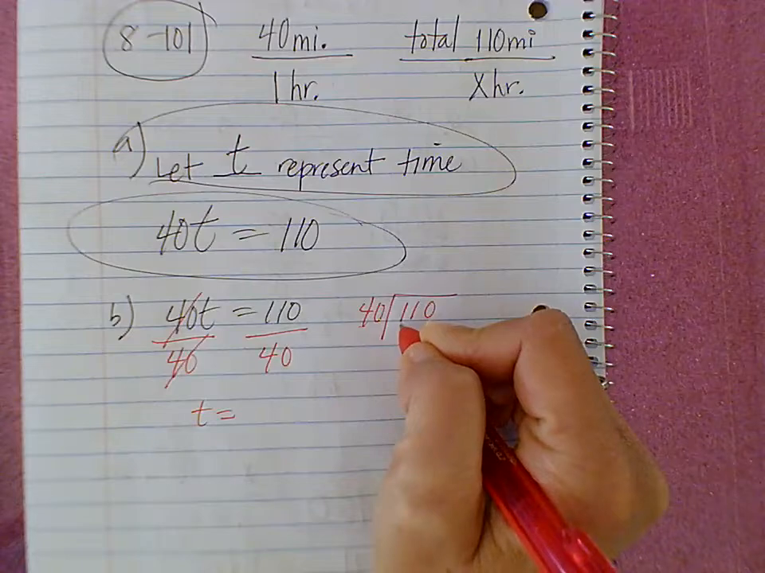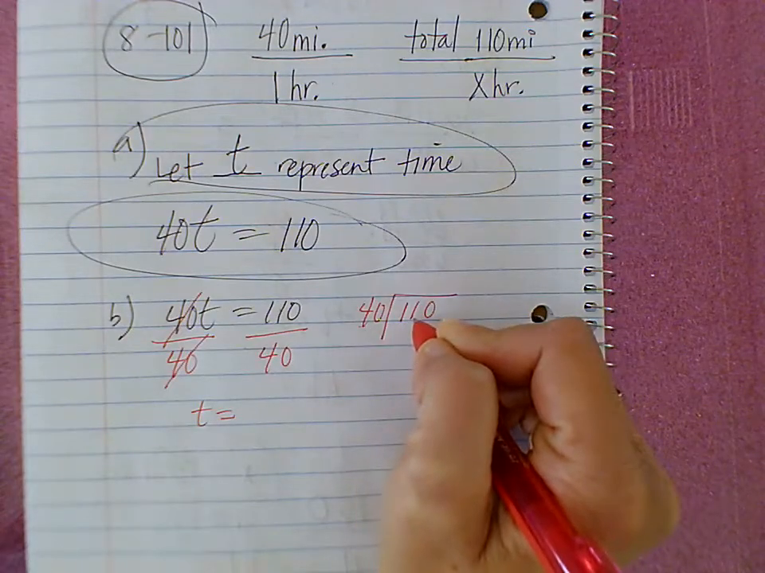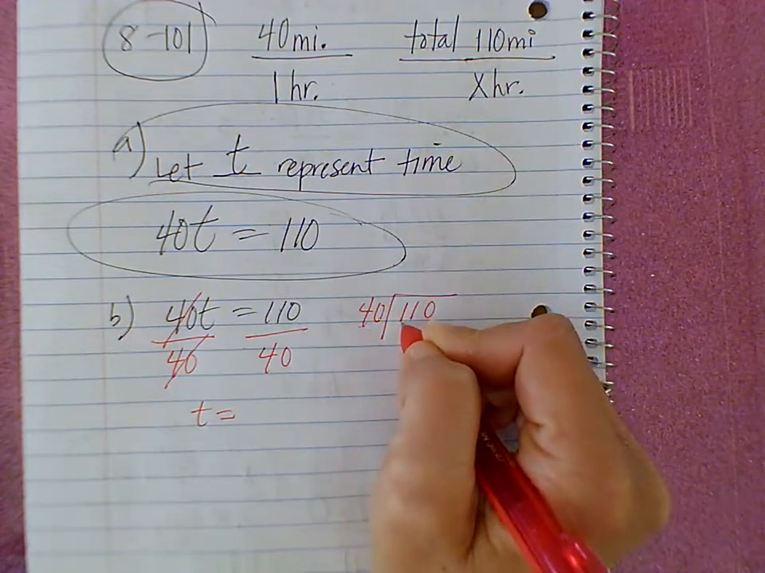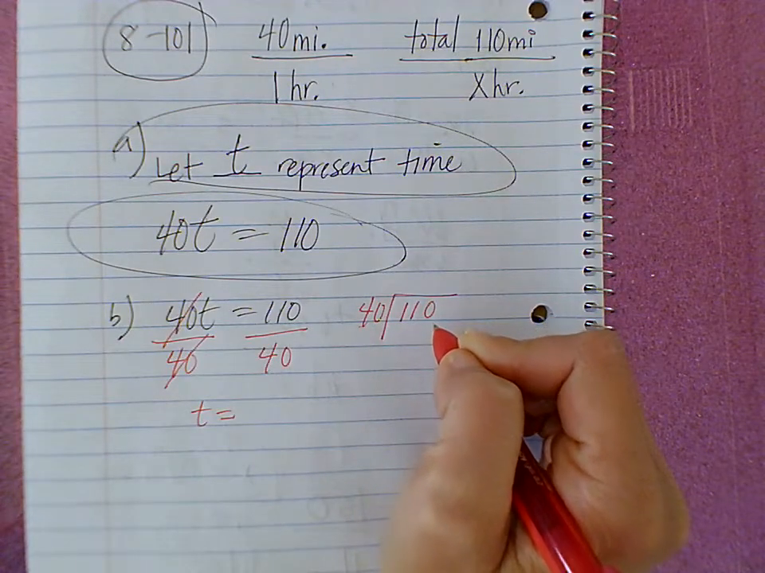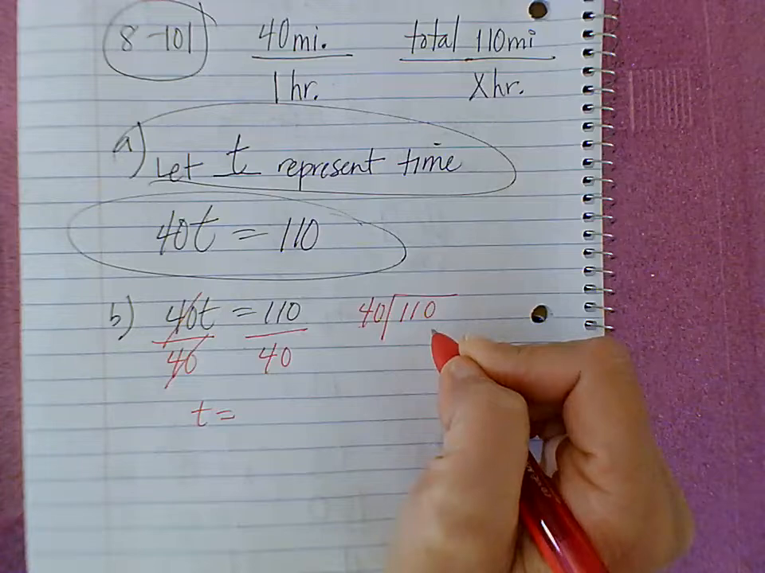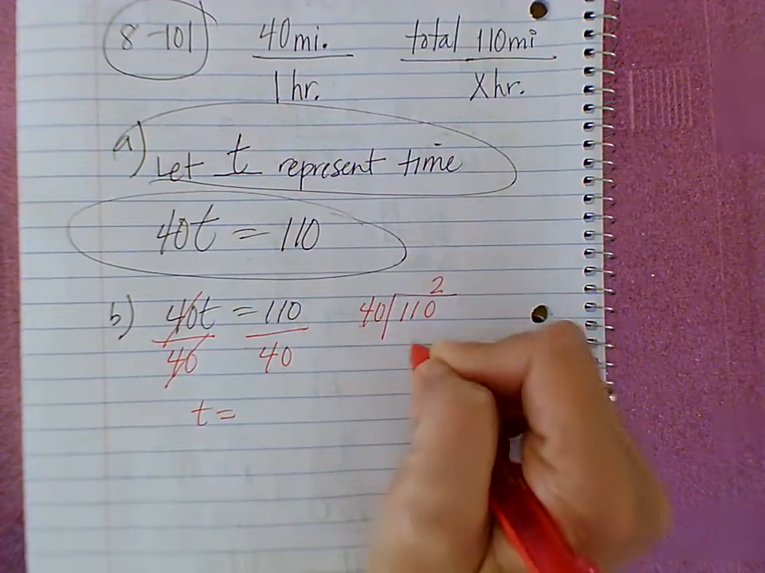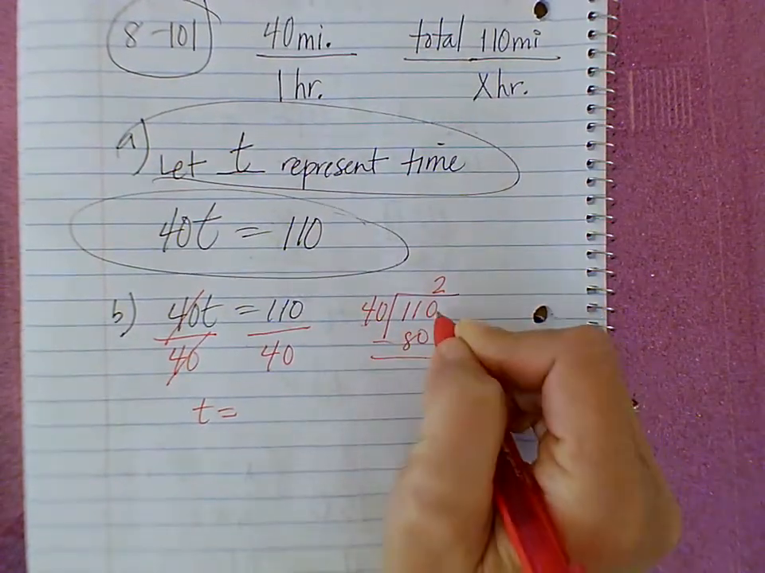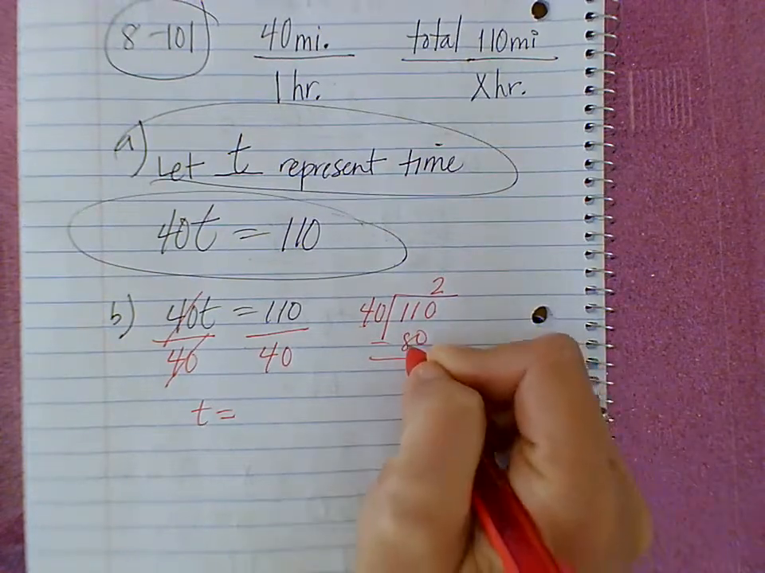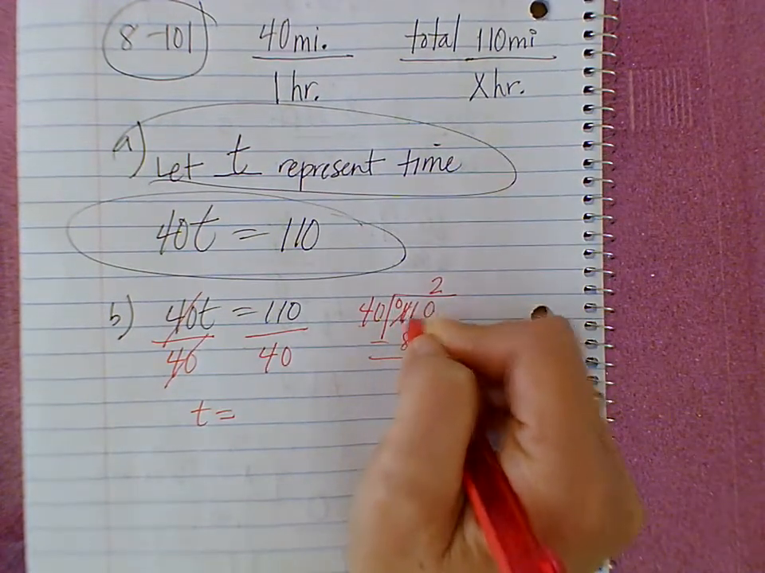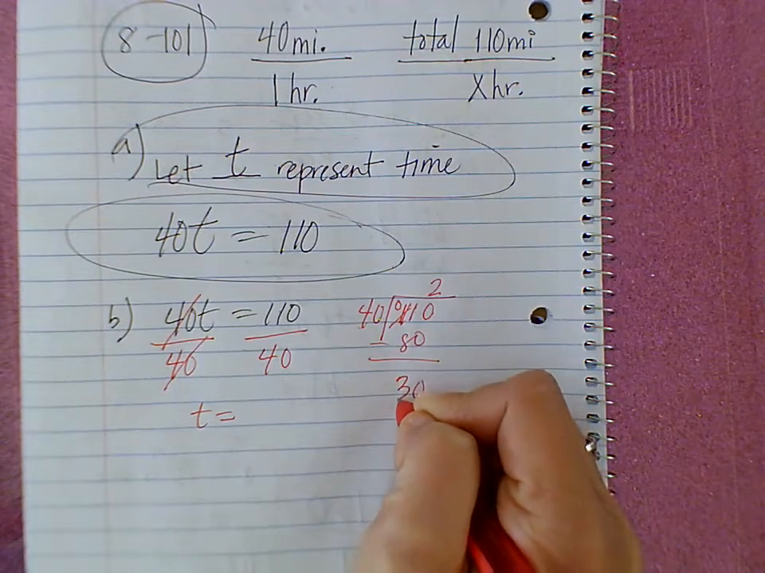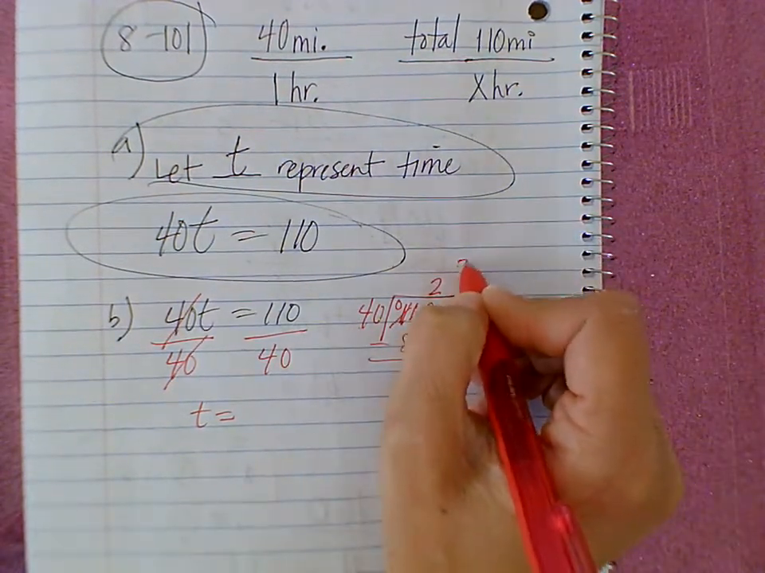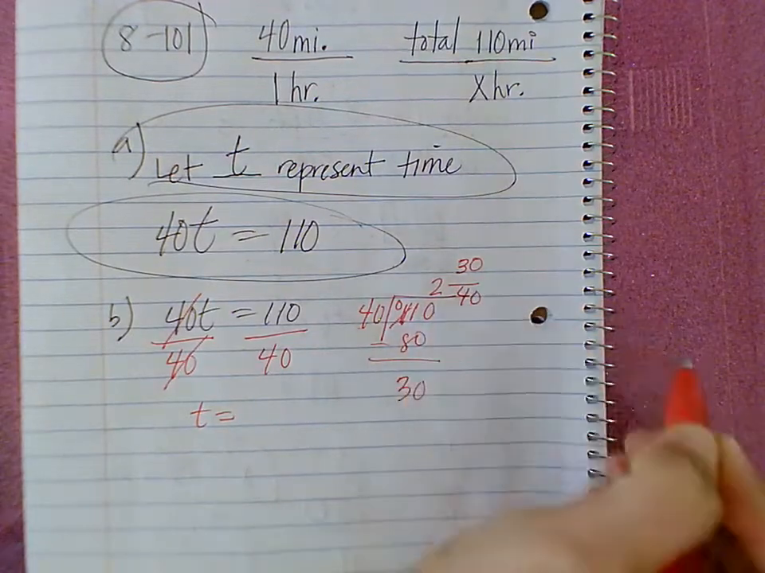Does 40 go into 1? No. Does 40 go into 11? No. Wait, does 40 go into 110? Yes. How many times? 2 times, which is 80, right? 0 minus 0 is 0. Can't take 8 from 1, so regroup. 11 minus 8 is 3. So 2 and 30/40ths.